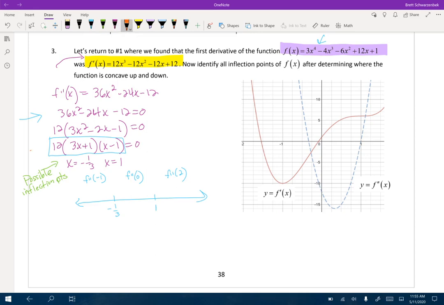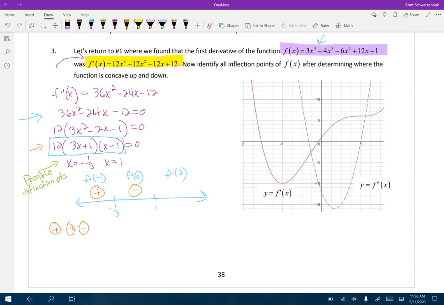We would get positive 12. -1 times 3 plus 1 is a negative. -1 minus 1 is a negative. So a positive times a negative is a positive. All right, that is our first one. What if we took 0? Positive 12. We would have 0 times 3 plus 1, which is positive. 0 minus 1, which is negative. So a positive times a negative is a negative.